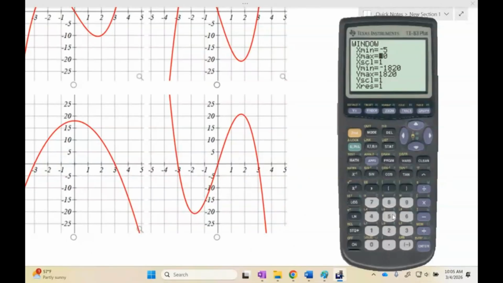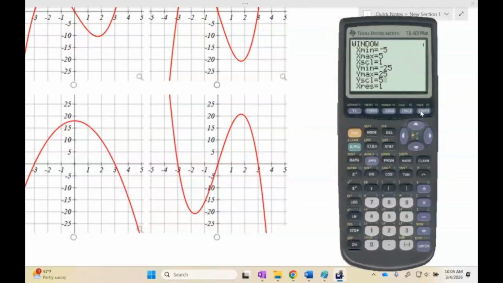My maximum value for x is +5. My scale is 1. The minimum value for y is -25. The maximum value for y is +25. My scale is 5, right? 5, 10, 15, 20. Always leave your resolution at 1.